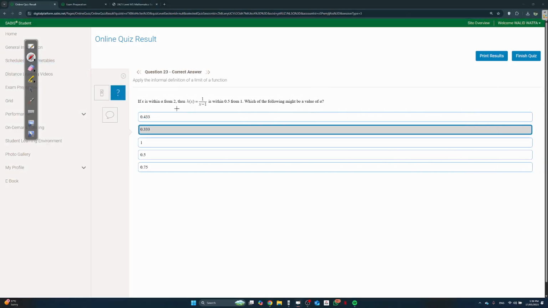Question 23. If x is within alpha from 2, then h of x equals 1 over x minus 1 is within 0.5 from 1. Which of the following might be the value of alpha? Let's take a look. For this question, you're going to see this type of question a lot. There's a specific way you need to do it. When we say h of x, x is within alpha from 2. So between x and 2, there's alpha. And h of x is within 0.5 from 1. So from h of x to 1, there's 0.5 in between. They're asking what alpha can be.